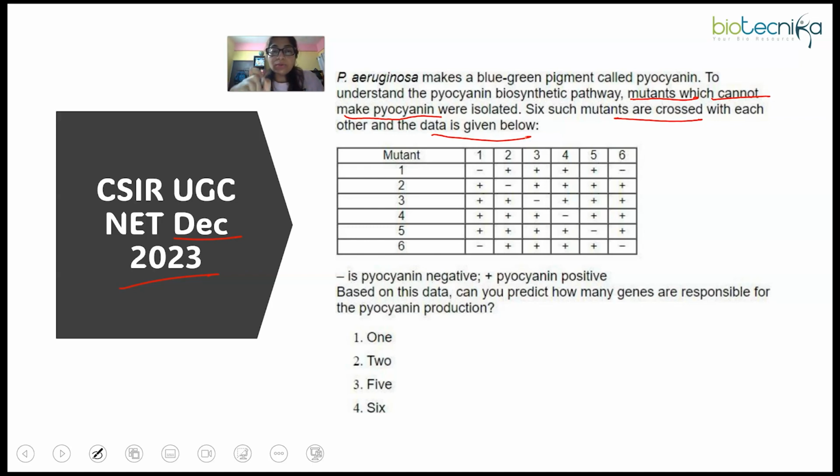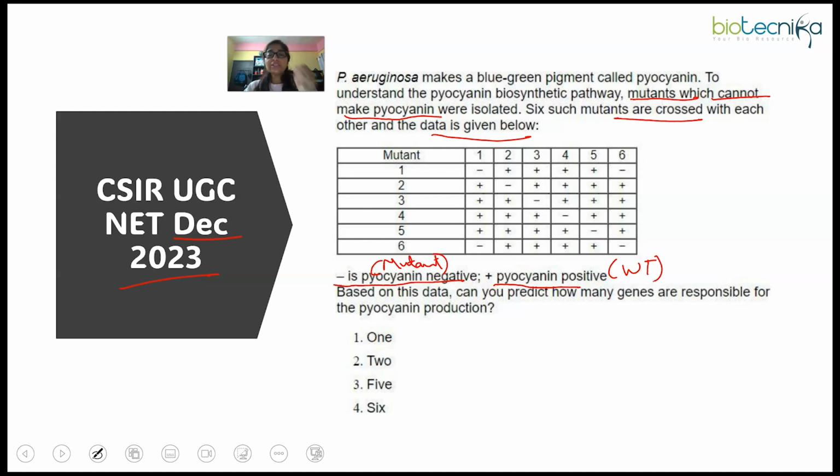This will be the clue, that in the experiment you are crossing two mutants having similar phenotype and then checking the result. Now, minus means pyocyanin negative, which means a mutant phenotype. Pyocyanin positive is a wild type phenotype. Now, based on this data, can you predict how many genes are responsible for pyocyanin production?